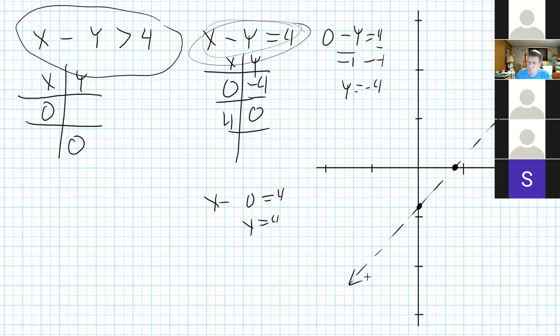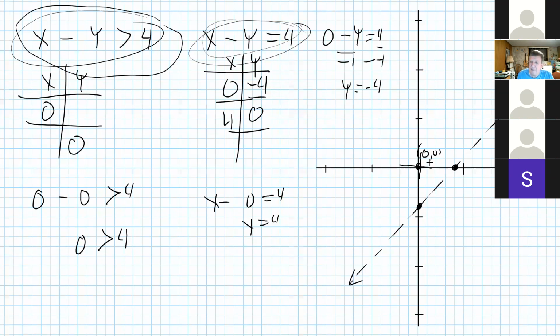Now I need to determine which side of the line the solution is on. Okay? When I don't do it the slope-intercept form way, I have to do this. I have to pick a test point. You don't want to pick something that's on that dotted line. An easy point to pick would be the origin, 0, 0. So I'm going to plug 0, 0 in here and see if that makes it true. Is 0 greater than 4? Nope. So this point is not part of the solution, which means that the solution is on the other side of the line.